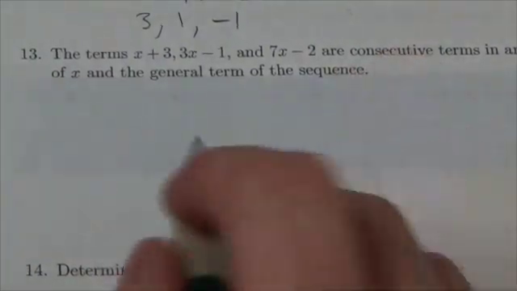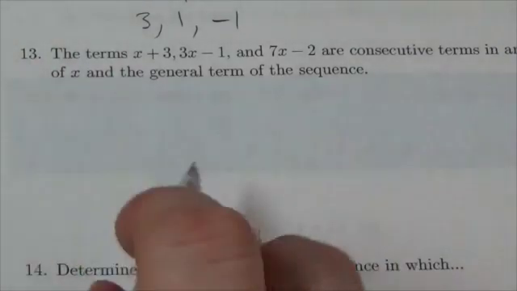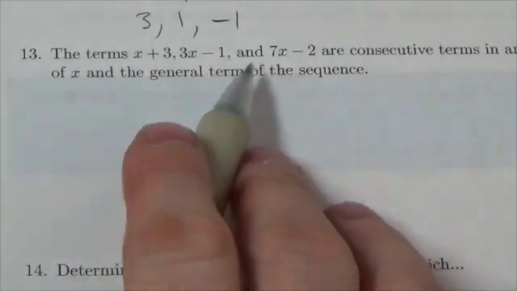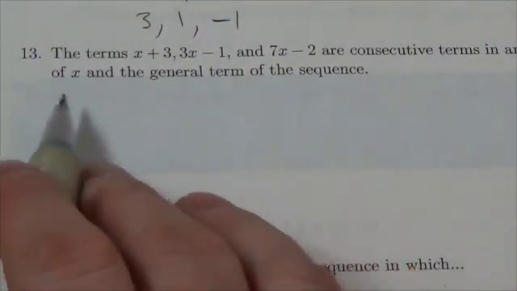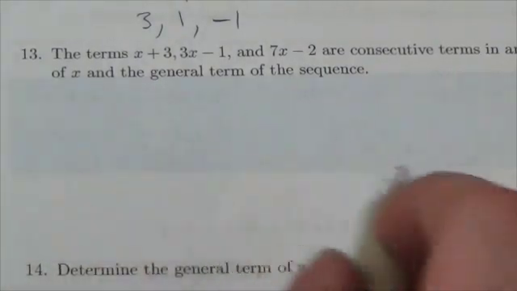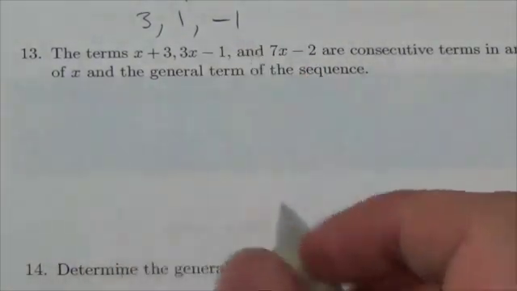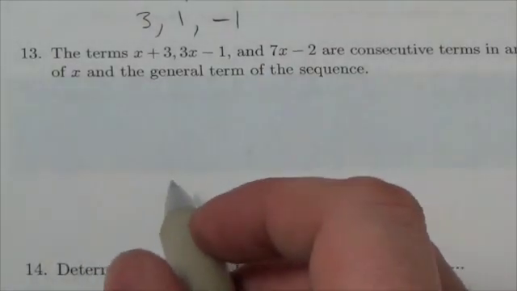All right, question 13. This one right here is not a super easy question. You've got three expressions here representing the first three terms in an arithmetic sequence. We want to find the value of x and state the general term. So in this case, we want to take it a little bit further than we did with the previous question. The previous question, we just had to state the first three terms. Here, we want to create a general term.